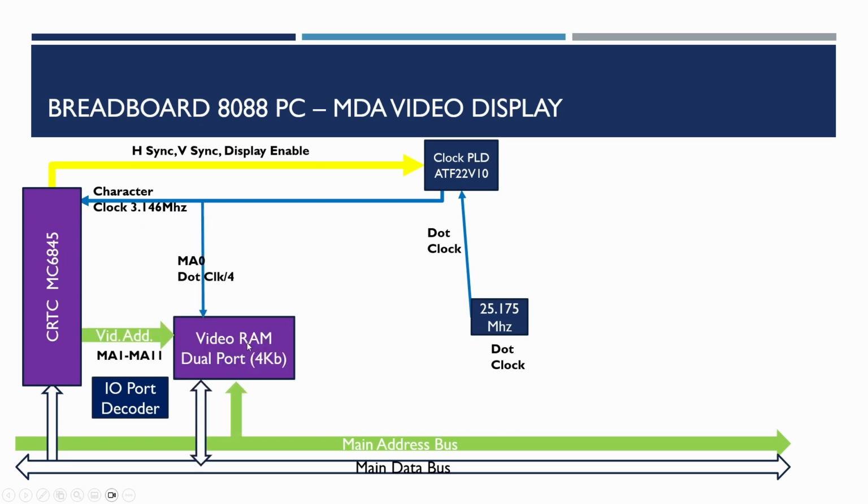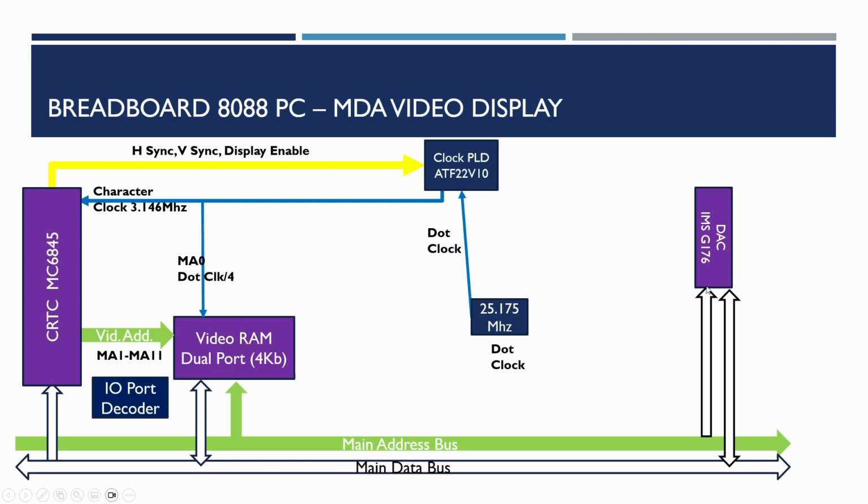And then we'll be adding the video RAM. This is a dual port video RAM, hooking up to both the CRTC and the main system address and data bus. It will also be driven by the dot clock divided by 4 to switch between the character byte value and the attribute byte value for each CRTC address. We need to switch the RAM between the odd and even byte.